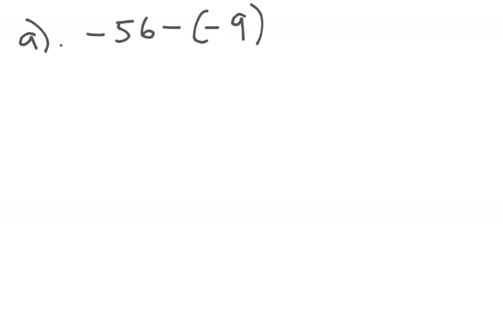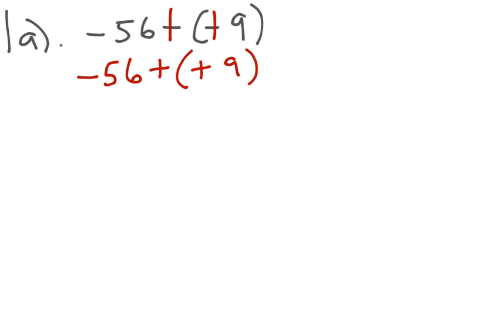Example 1a, negative 56 subtract negative 9. The first thing we want to do is change subtraction to addition. I'm going to do that with a different color so you can see where I changed it. Now I can't stop there. I have to also change the number that comes after it to its opposite. If I rewrite the expression, it would look like this: negative 56 plus a positive 9. Now I have a situation where I'm adding integers.